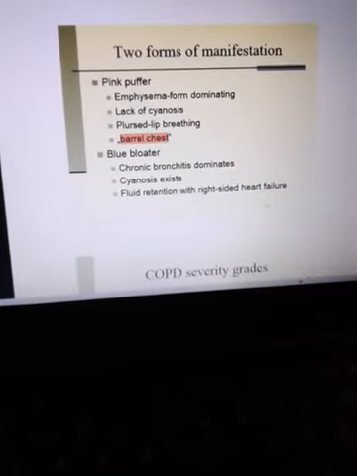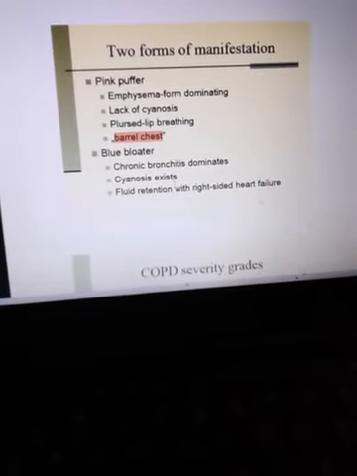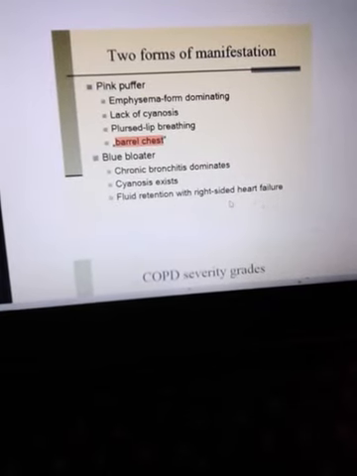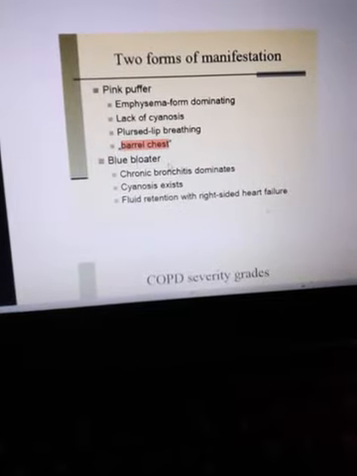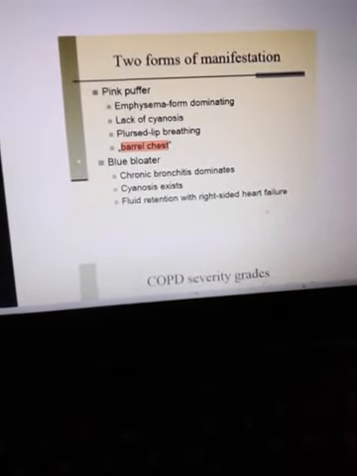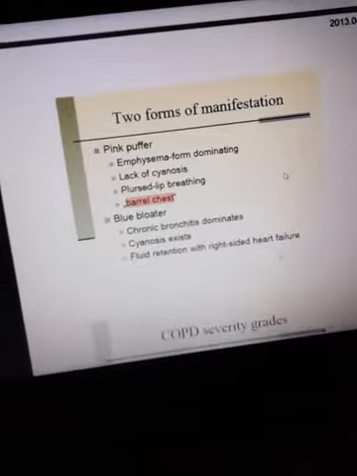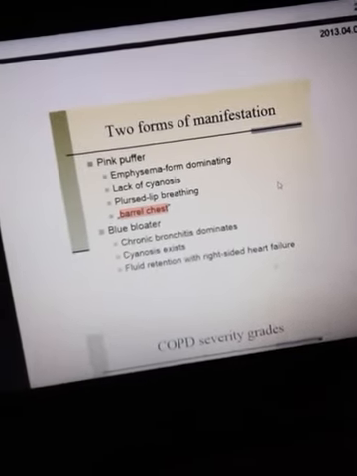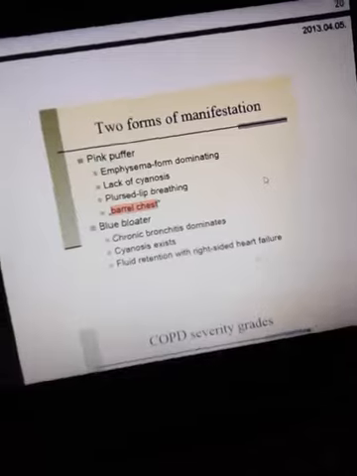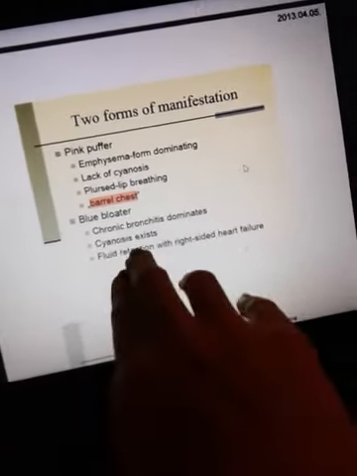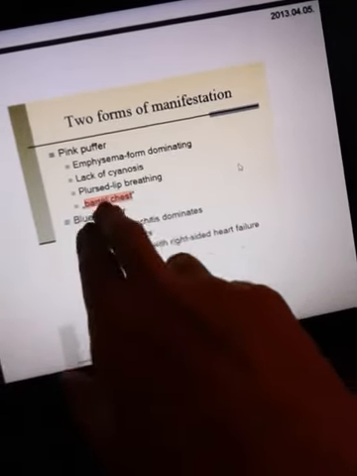Blue bloater: chronic bronchitis dominates, cyanosis exists, fluid retention with right-sided heart failure. پس یه blue bloater داریم که chronic bronchitis دومینیت میکنه، یه pink puffer داریم که emphysema دومینیت میکنه. از دو مدل COPD نام ببر: pink puffer، emphysema؛ blue bloater، chronic bronchitis. In emphysema, no cyanosis. In blue bloater, yes, cyanosis. In chronic bronchitis, we have fluid retention, but here we have a barrel chest in emphysema.